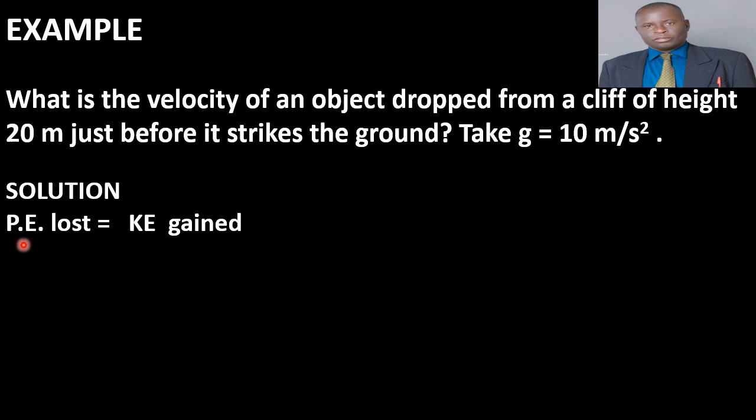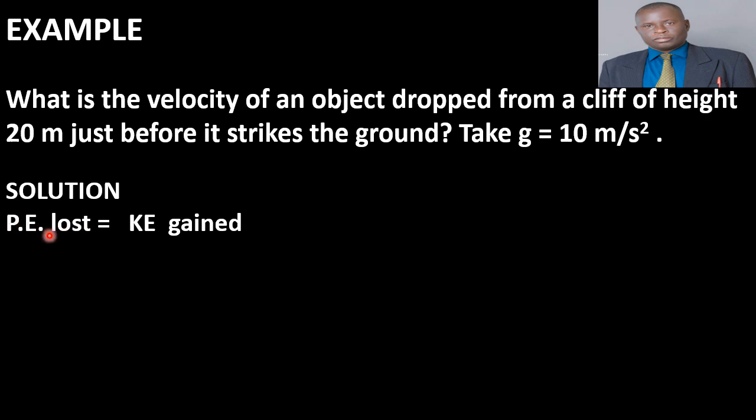Alright? So at the height of 20 meters, the body has potential energy. So when it is dropped from that height to the ground, all its potential energy now becomes kinetic energy. In other words, energy is lost, not destroyed. By the way, lost and destroyed are different concepts. Here, lost is simply referring to a change.